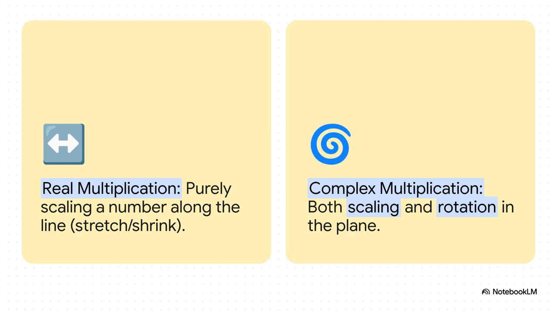And multiplication? Oh, it gets a massive upgrade. Back on the number line, multiplication just stretched or squished your vector. But in the complex plane, it does two things at once. It scales the vector's length, and it rotates it. It's a stretch and a spin combined into one elegant move.